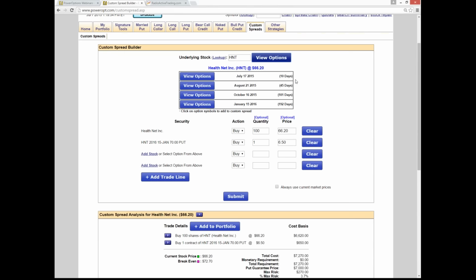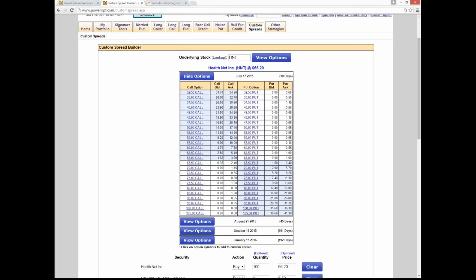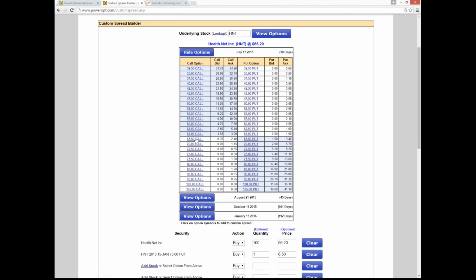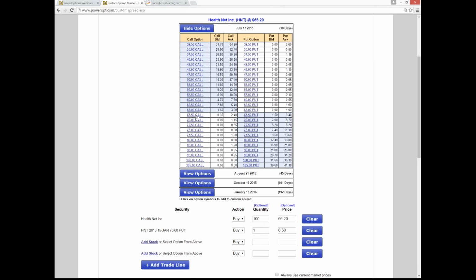This HealthNet doesn't offer weeklies. We might take a look at another, but HealthNet doesn't offer weeklies here. So I'm going to take the July 17th. There's nothing here really at the 70 call. Well, it's a wide bid-ask spread, maybe 55 cents. But let's look at the 67.50. Jeez, this is so weird. Let's call it a $2 bid-ask spread, 35 cents to $2.